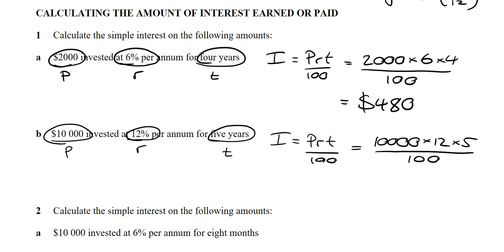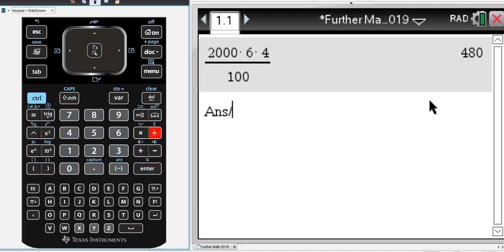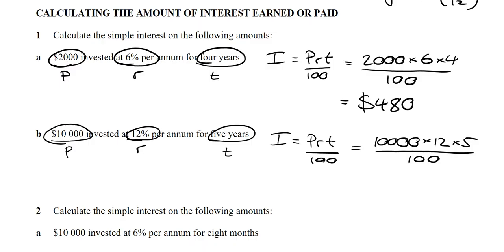We go to the calculator again. I put another fraction in. 10,000 times 12 times 5 over 100, and I should get an answer of 6,000. So $6,000. Cool. So pause the video, do all the questions up to part 2, and come back to me when you're ready for part 2. Should be 1C.